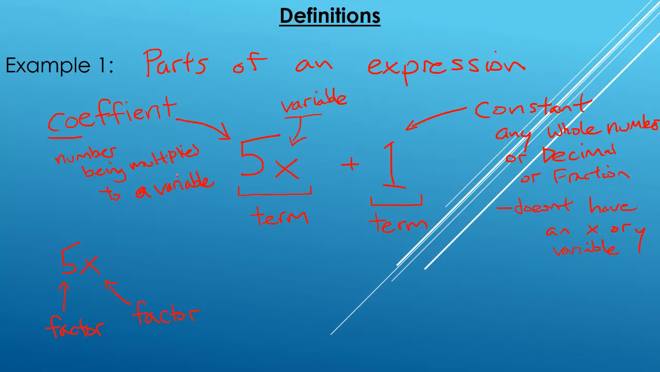Okay. So those are the different parts of an expression. And you could say that an expression is just a collection of terms being added or subtracted. And then we could further define those terms based on what they are. Are they constants? Are they variables? Are there coefficients with those variables? That kind of thing.